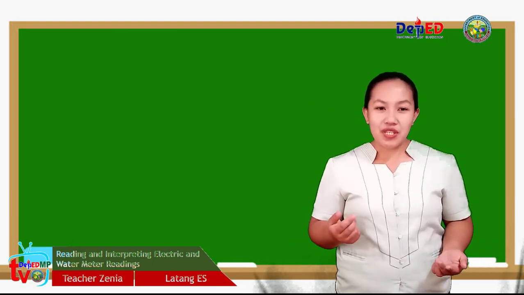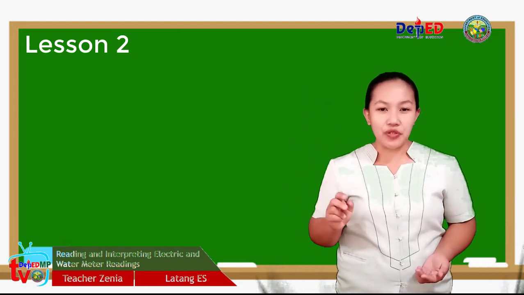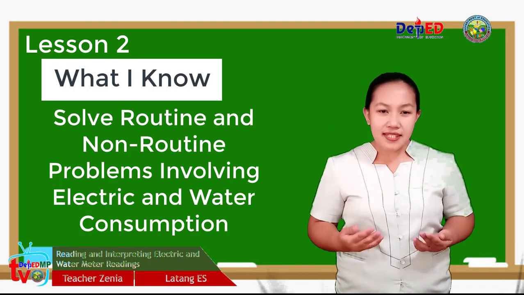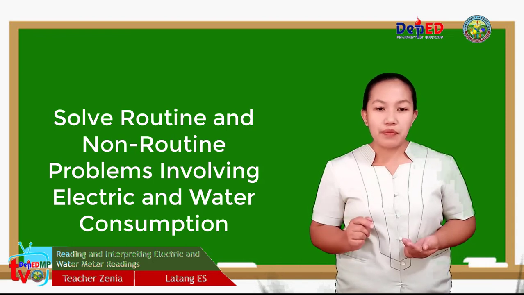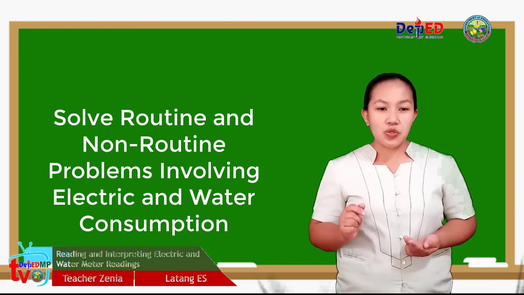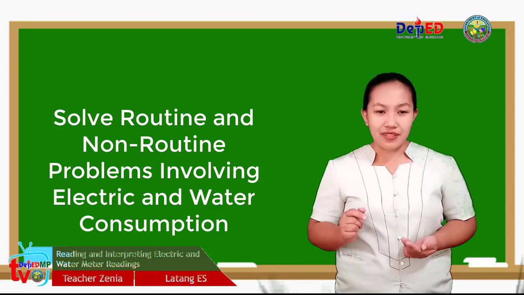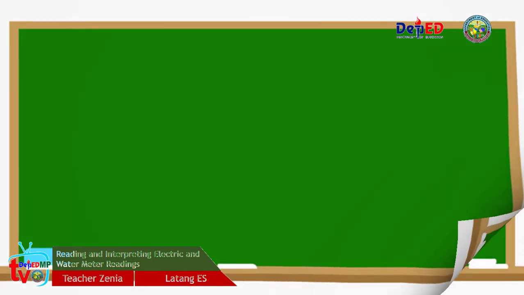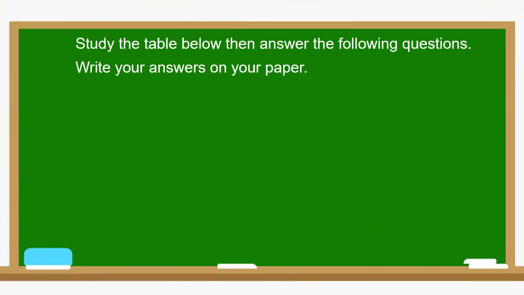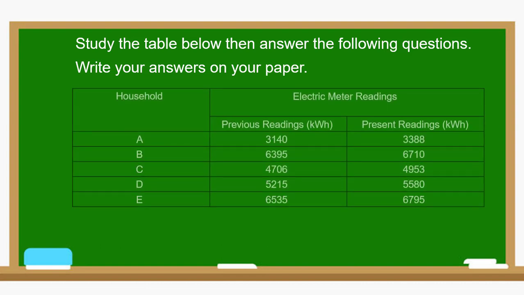So we now proceed to lesson 2 of your module. This time, we're going to solve routine and non-routine problems involving electric and water consumption. Let's get started! Study the table below, then answer the following questions. Write your answers on your paper.